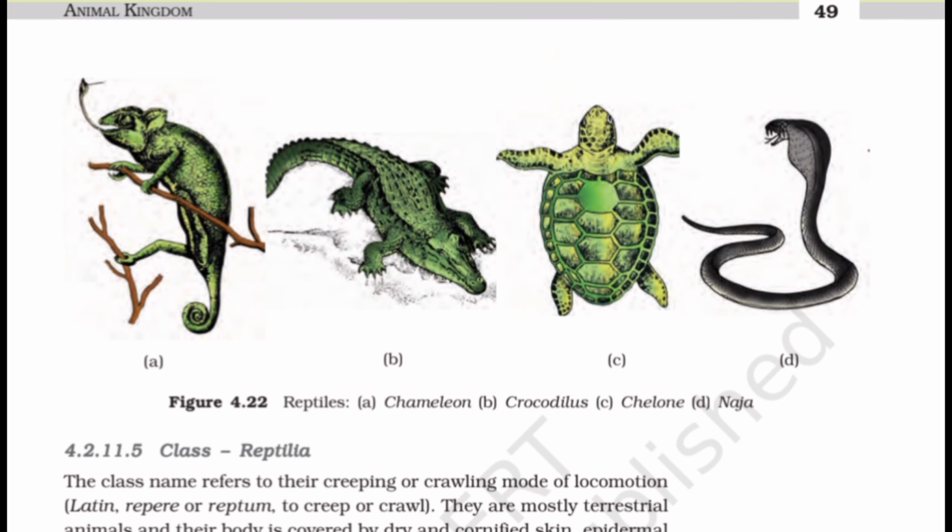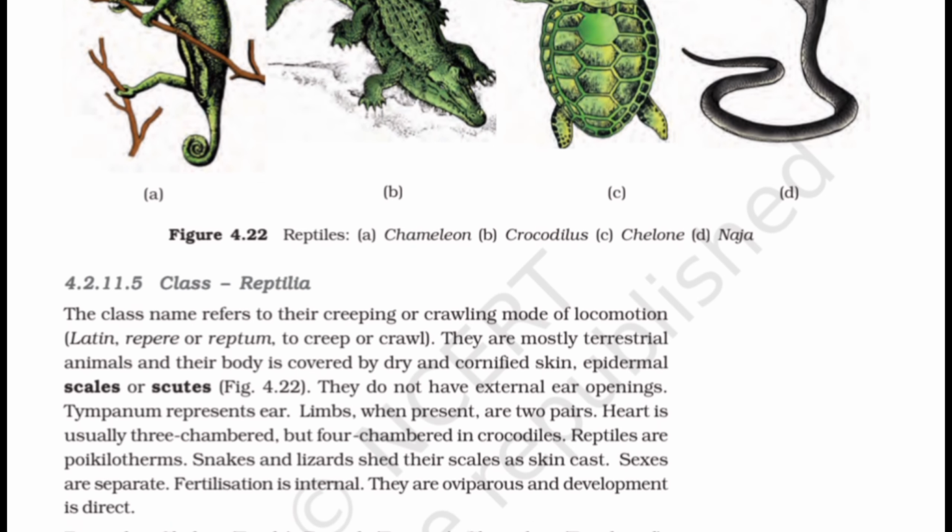Here is the example of reptiles. A represents Chameleon, B represents Crocodilus, C represents Chelone, and D represents Naja.